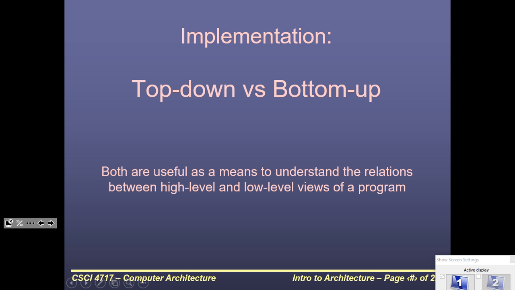Now, top down versus bottom up. We actually talked about that already. I'm actually going to stop here.